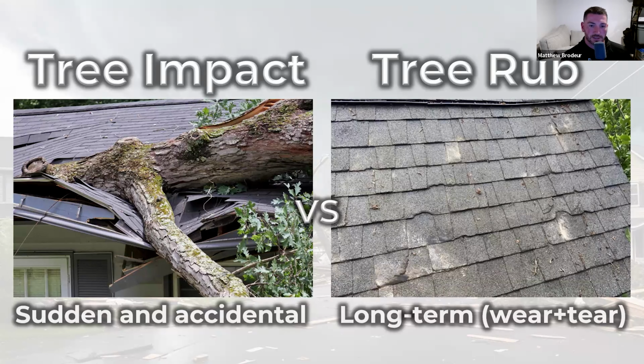So now one other thing to pay attention to when you're talking about tree damage to a roof: you've got sudden and accidental tree impact damage, and then you've got tree rub damage.